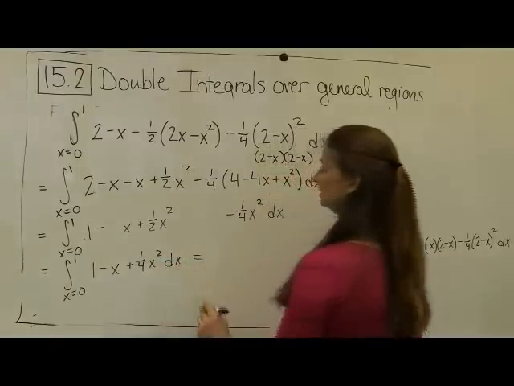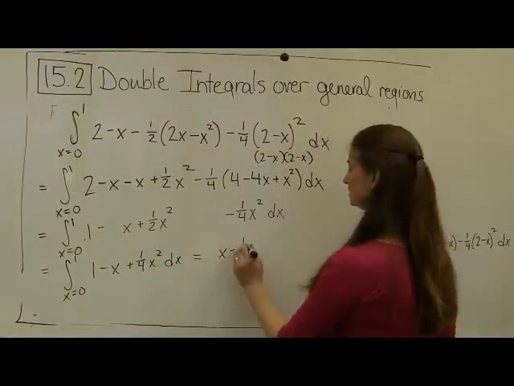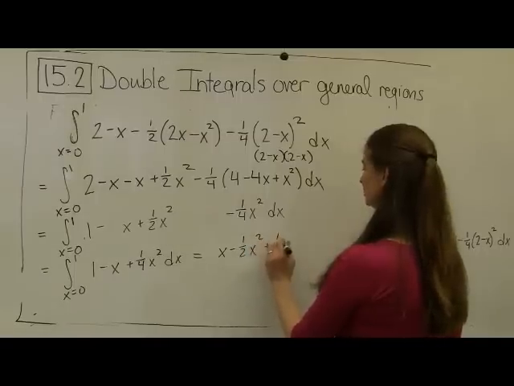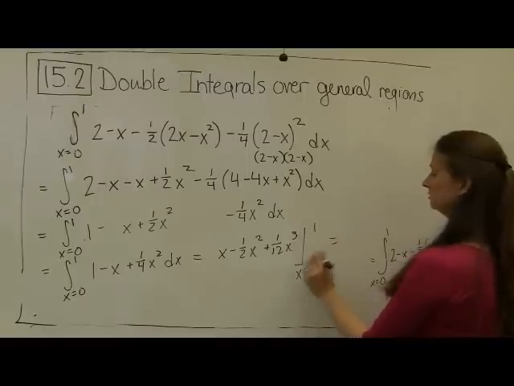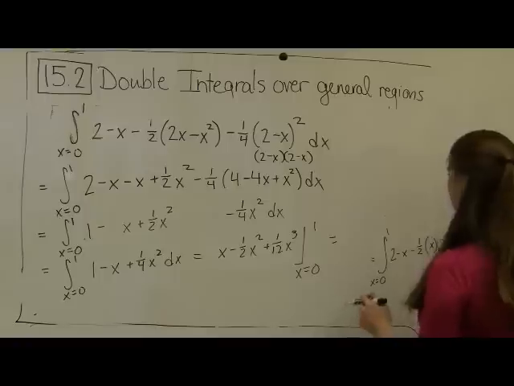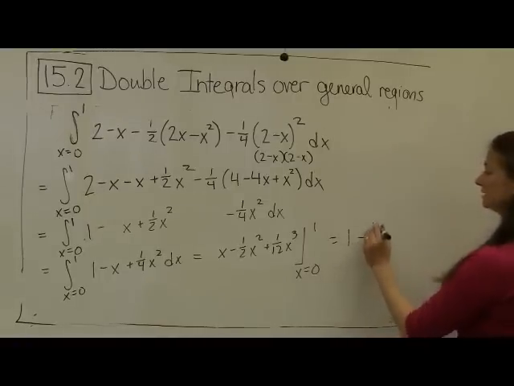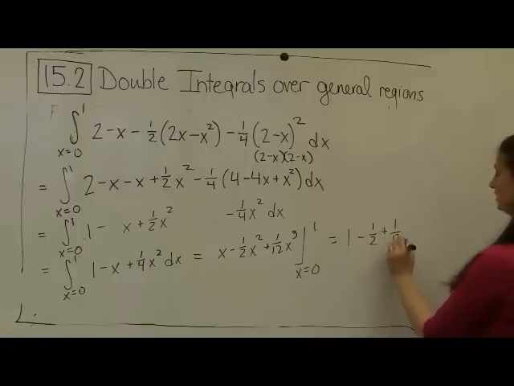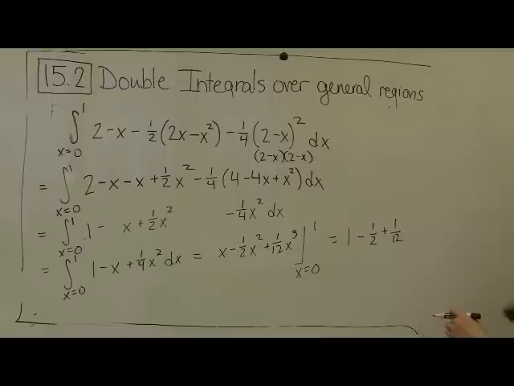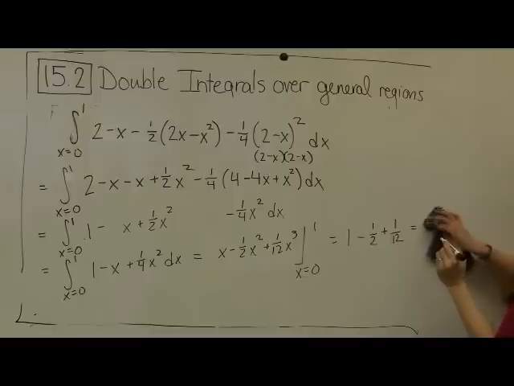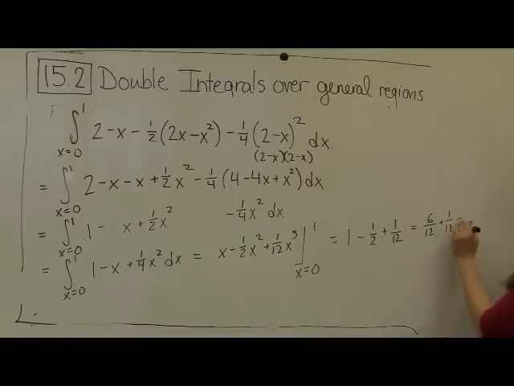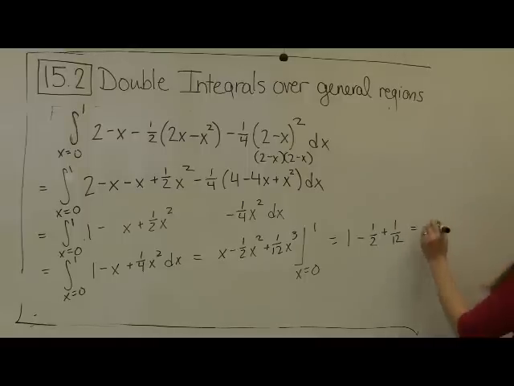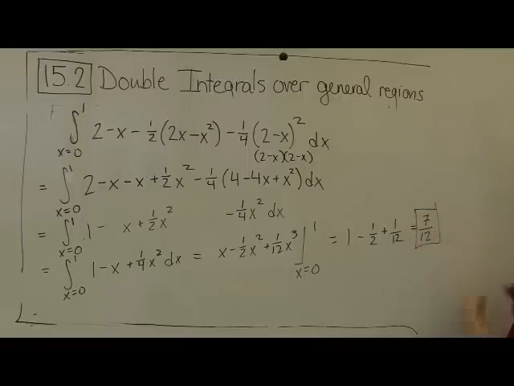Let's go ahead and integrate, and I get x minus 1/2 x squared plus 1/12 x to the third, evaluated from x equals 0 to 1. Plugging in 0 gives me a 0, but plugging in 1 gives me 1 minus 1/2 plus 1/12, which is 1/2 plus 1/12, which is equal to 6/12 plus 1/12, which becomes 7/12. And we're done. Thanks so much.